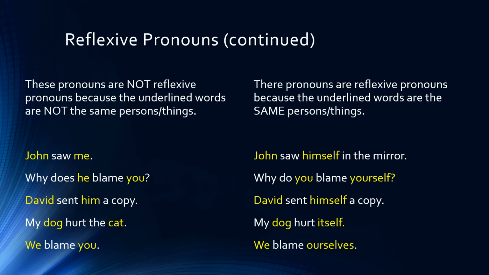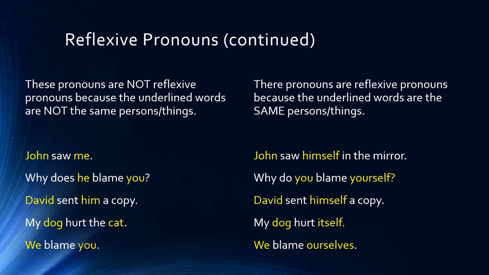Now, go back to the first sentence. John saw me. This is not a reflexive pronoun because me does not mirror John. But now look at the sentence to the right. John saw himself in the mirror. Himself refers back to John, identifies John. In the first sentence, John saw me. It's not a reflexive or mirror pronoun because it's not mirroring John. But in the second sentence, John saw himself in the mirror. It is a reflexive pronoun because it is mirroring back on John.